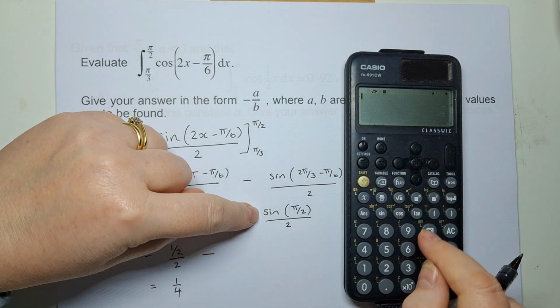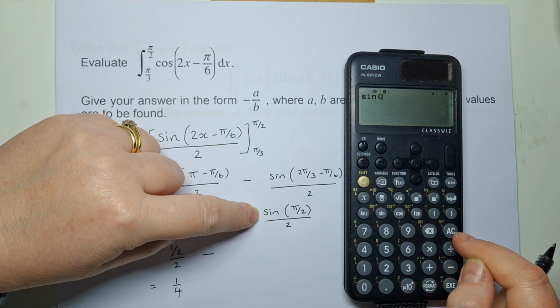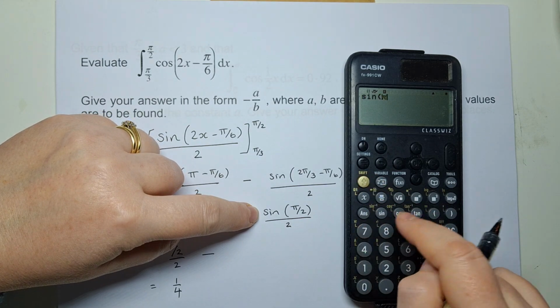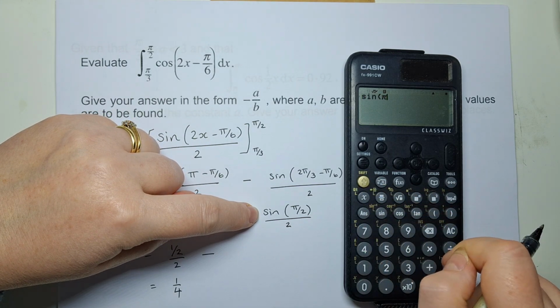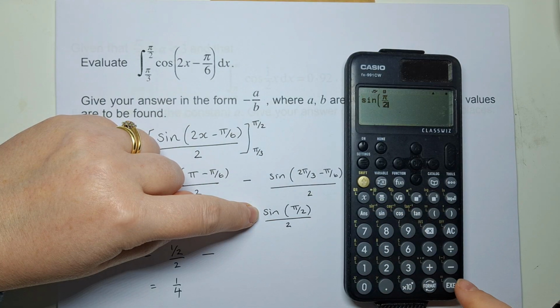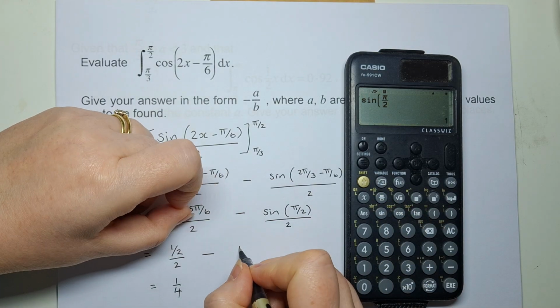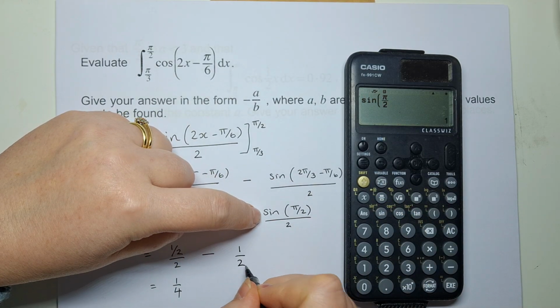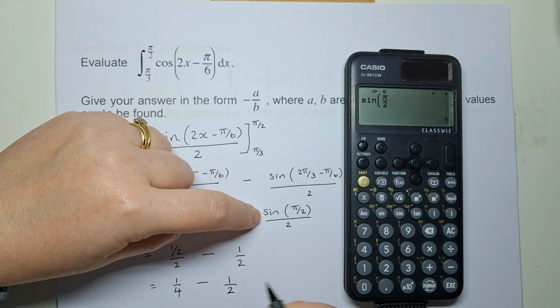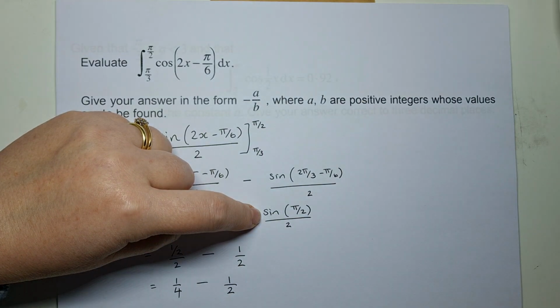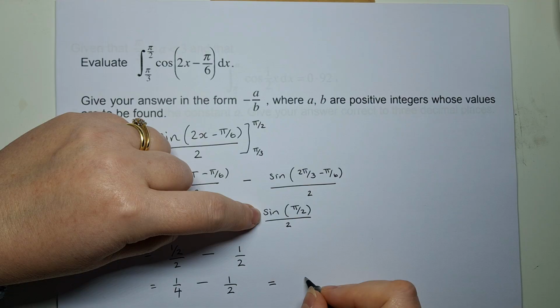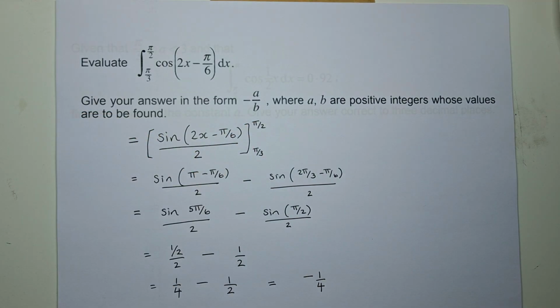Let's have a look at this one. Sine of pi by 2, you might know this one anyway, because pi by 2 is equivalent to 90, and sine 90, maybe you know, is 1. So that's a 1 over a 2. So we get a quarter minus a half, and a quarter minus a half is minus a quarter. And there we are. We found it in the form minus a over b, and that looks fine.